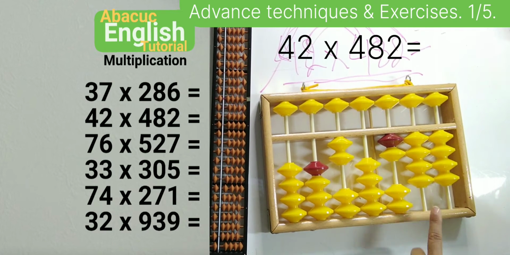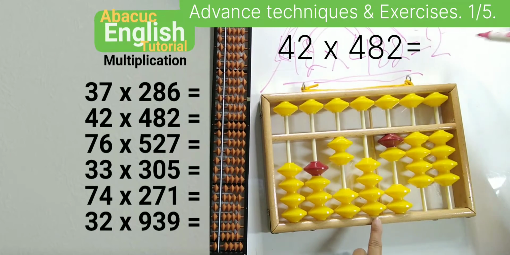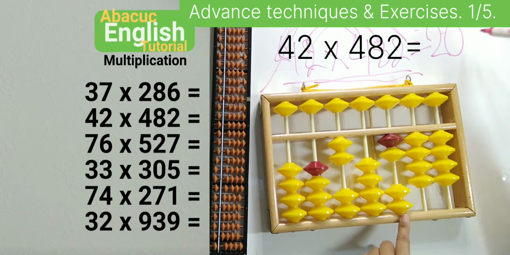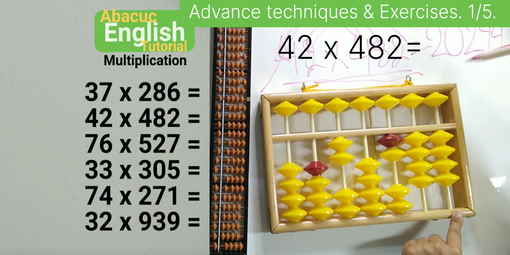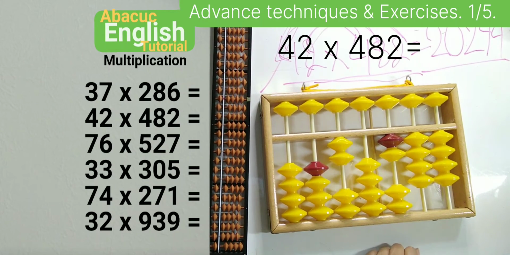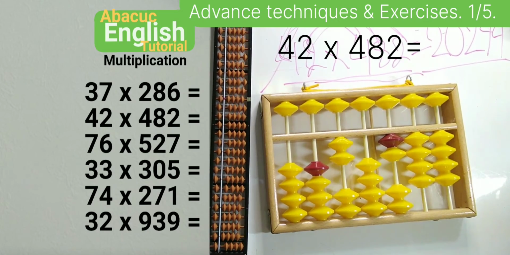And ones, tens, hundreds, thousand. 10,000 rod 2, 1,000 rod 0, 100 rod 2, tens rod 4, and ones rod also 4. And this is your answer. Next question.